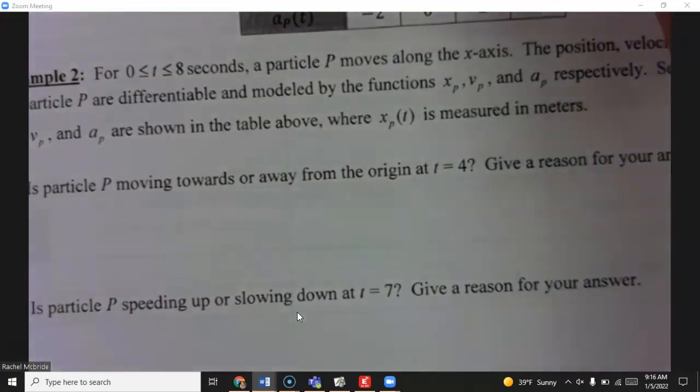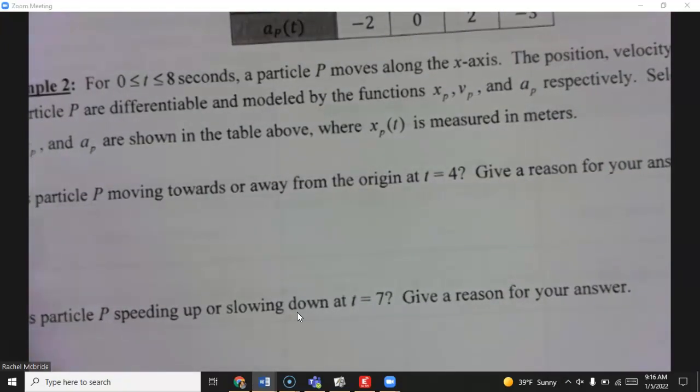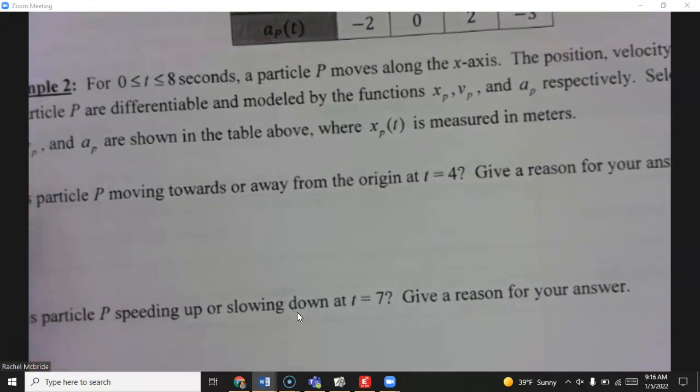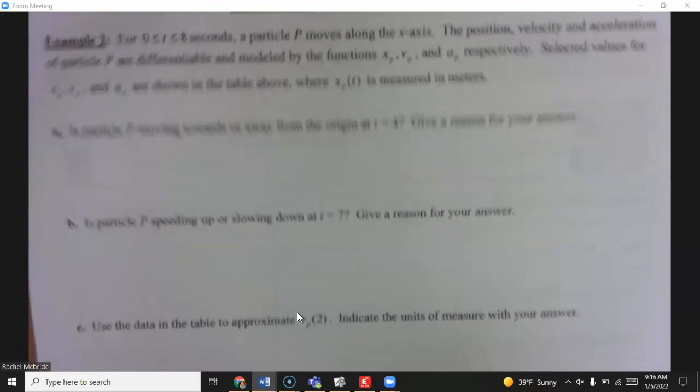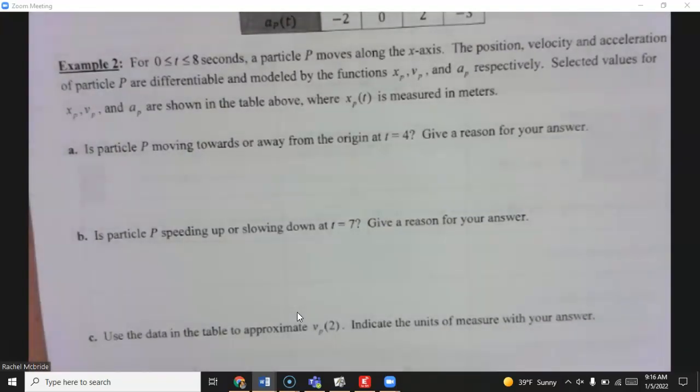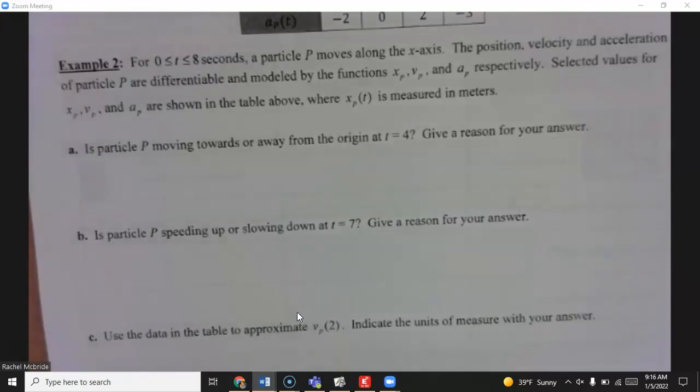Velocity and acceleration of the particle are considered to be differentiable. So if something is differentiable, it is also continuous. And modeled by these equations here, selected values are shown in the table above, where t is measured, x of t is measured in meters. So there you go, Alex. We got a meters in a second problem.